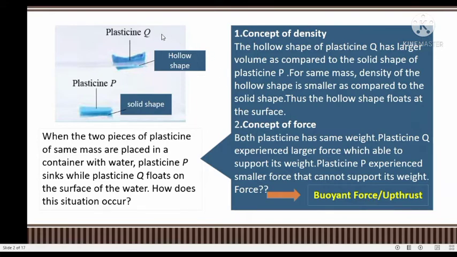So we can say that for plasticine Q, buoyant force is able to support the weight of plasticine Q. Thus, it floats. For plasticine P, buoyant force is too small to support the weight of the plasticine due to its solid shape. Thus, it sinks. Okay, let's discuss further about this topic on buoyant force.